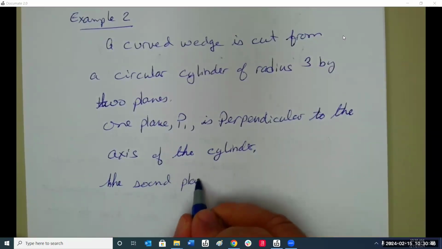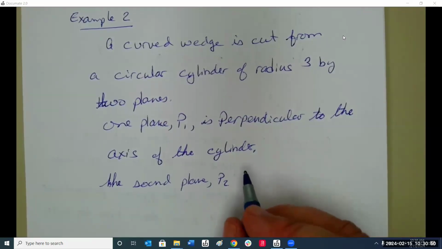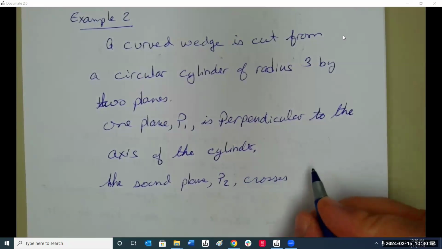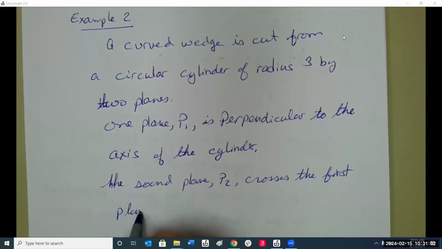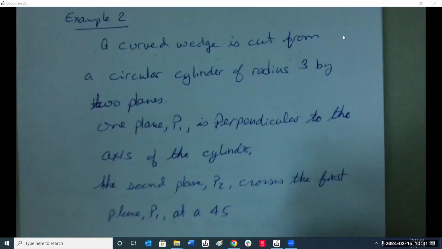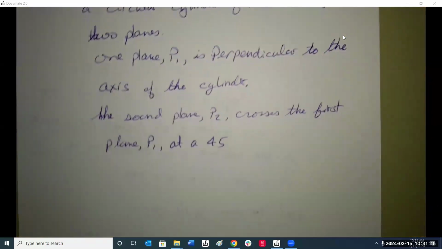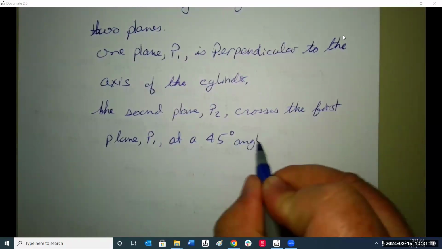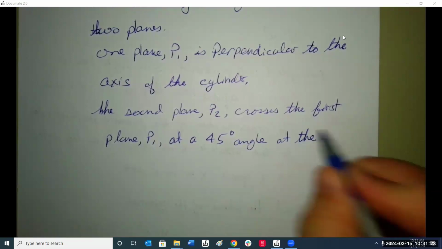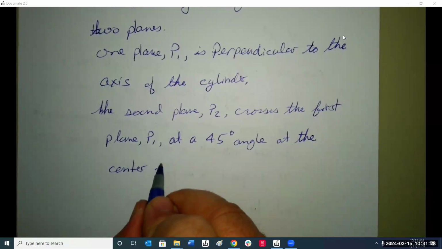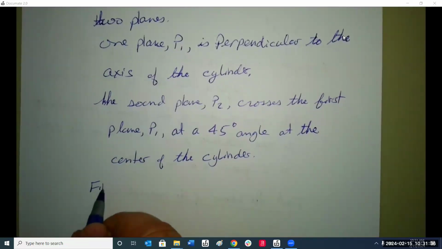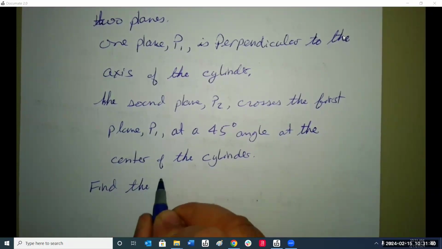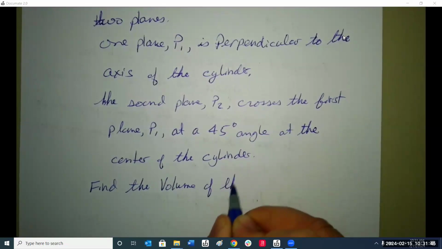The second plane, which I'll call P2, crosses the first, P1, at a 45-degree angle at the center of the cylinder. Find the volume of the wedge.